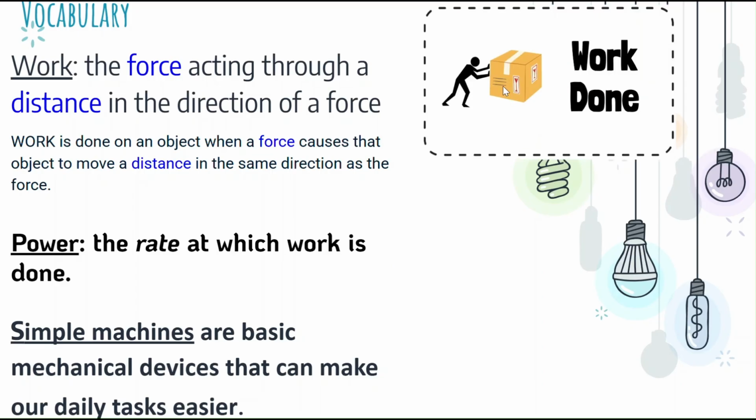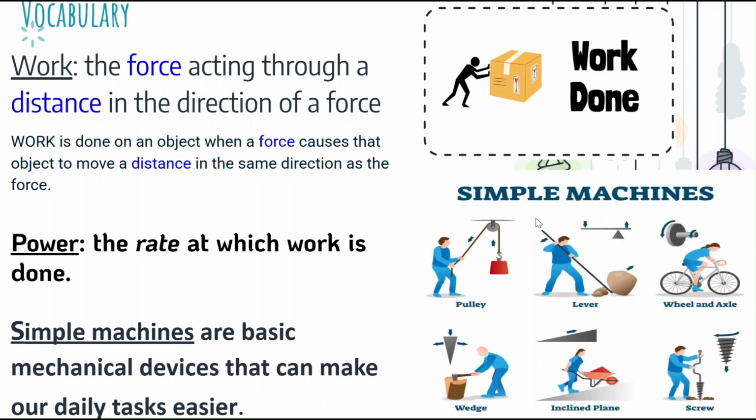Okay, so work is being done on this box if that box is moving. This person is applying force to the box. If the box is moving in the direction of the force, then work is being done. Just a quick reminder of simple machines. We're not really going to spend a lot of time on this. A pulley is a simple machine, a lever, wheel and axle, a wedge, an inclined plane, which we will use today, and of course that's just a ramp, and a screw. Those are all simple machines that can be combined and put together in more complex machines that will help require less force to get things done and make our lives easier.